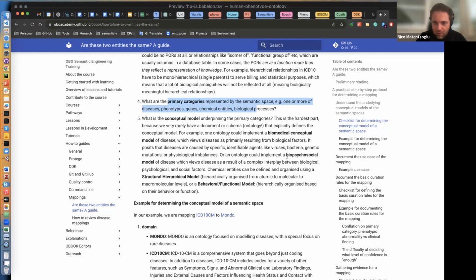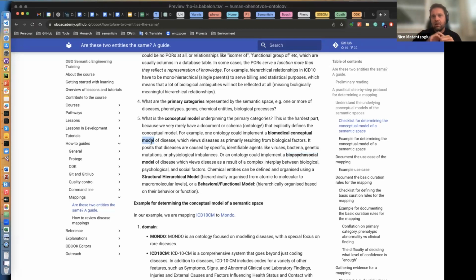Whether they are using, I don't know what was written here, a biopsychological model of disease or a biomedical conceptual model of disease, all of these different kinds of disease. So what this means is that if you have an instance of that disease defined in this space, it's defined in terms of specific attributes.